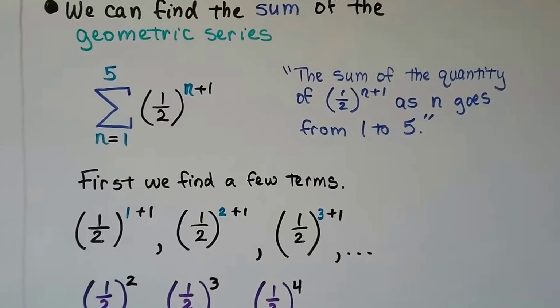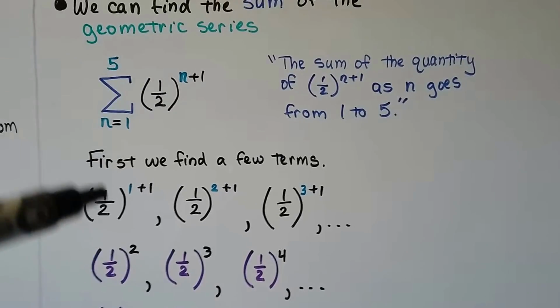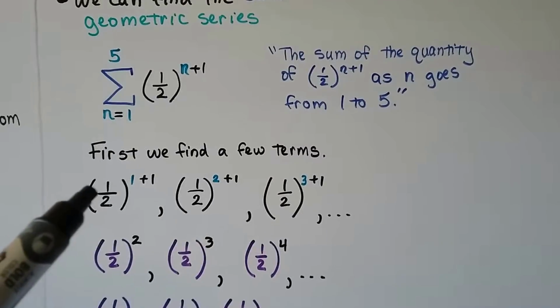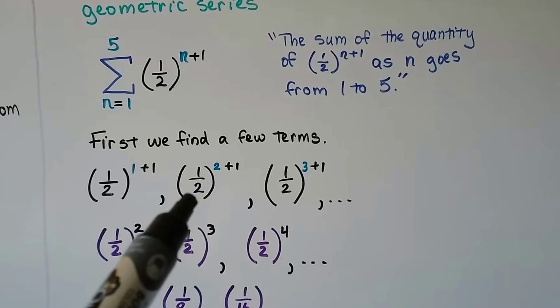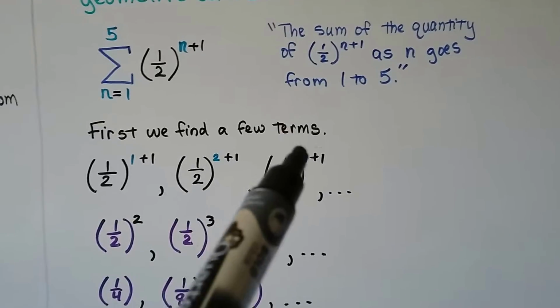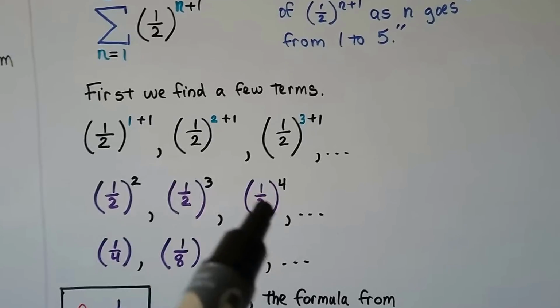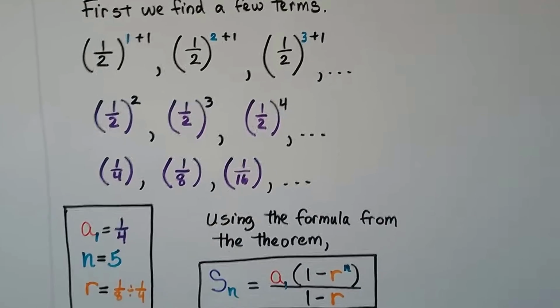So we're going to find the first few terms. We're going to put a 1 here because it goes from 1 to 5, and we could do it all the way to 5 if we wanted to, but I just did the first few. We have a half to the first plus 1, half to the second plus 1, half to the third plus 1. So we end up with half to the second power, half to the third power, half to the fourth power, which means we have 1/4, 1/8, 1/16.